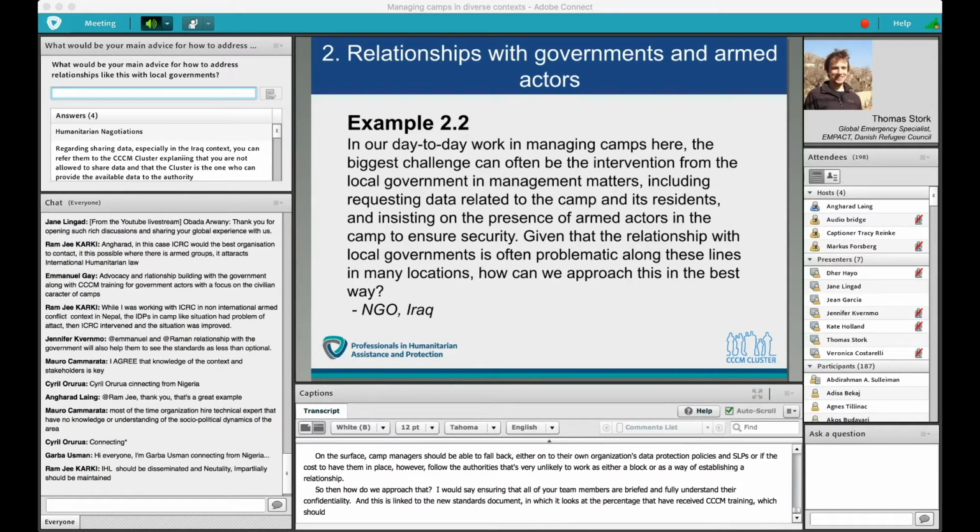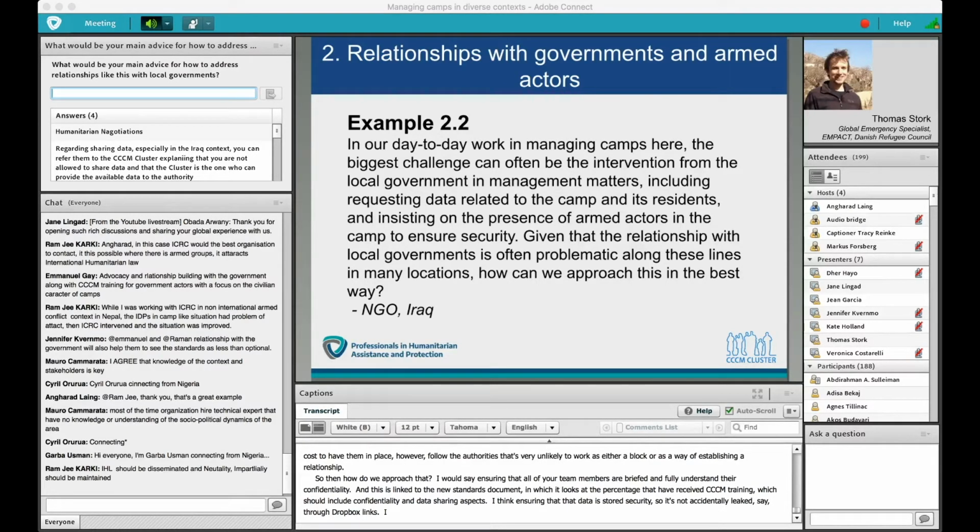I think ensuring that data is stored securely so that it isn't accidentally leaked, say through Dropbox links. I think too often we have unprotected Excel documents in Dropbox, which is actually quite dangerous. And so that's around preventing it being leaked.